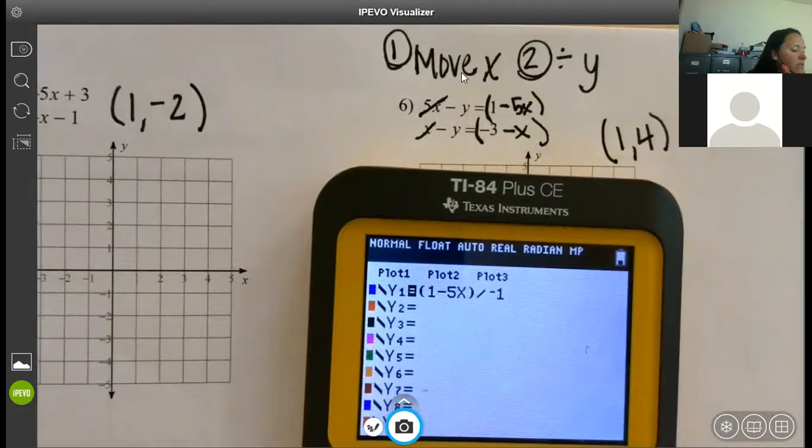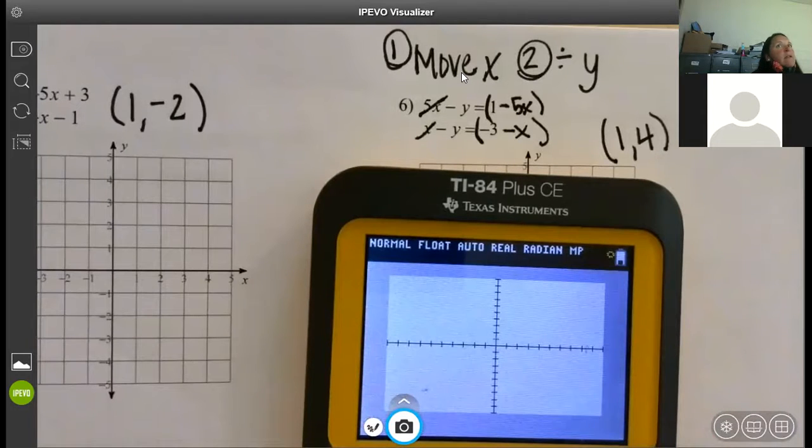Do it again. Parenthesis, the number on the end was negative 3. We had to subtract x to move it over. We're going to close those parentheses and divide by the number with y, which is negative 1. Make sure this is what you have in your calculator. Make sure you're using negatives instead of minus, so those are all minuses and negatives. Second trace intersect, it'll draw it.